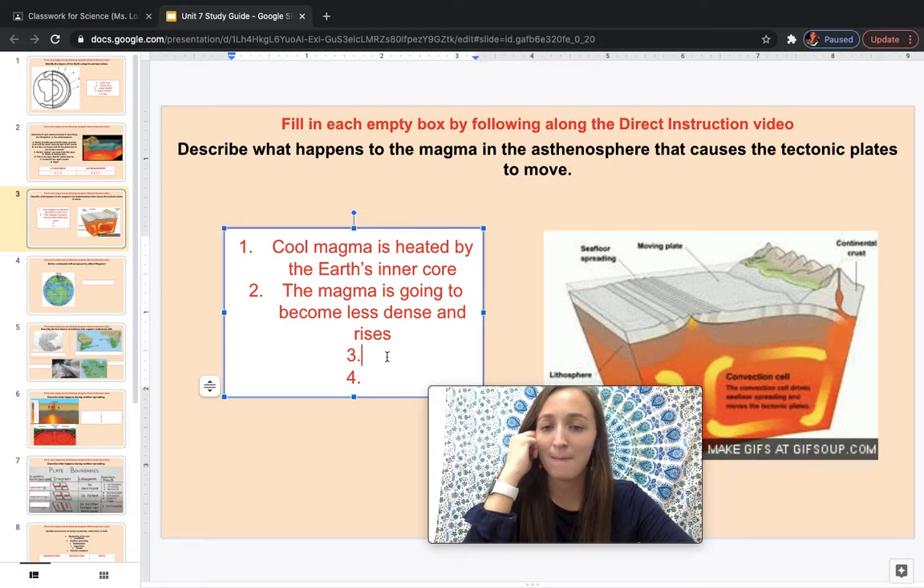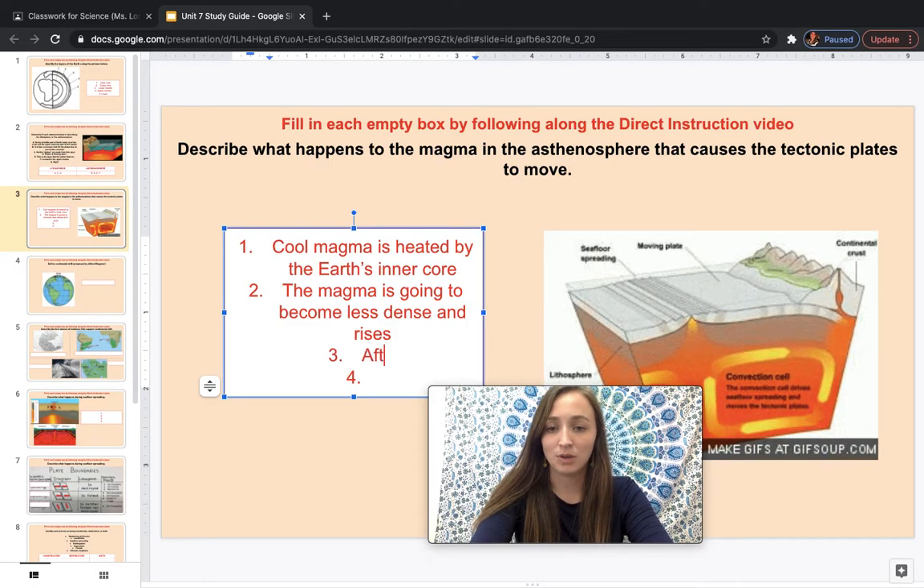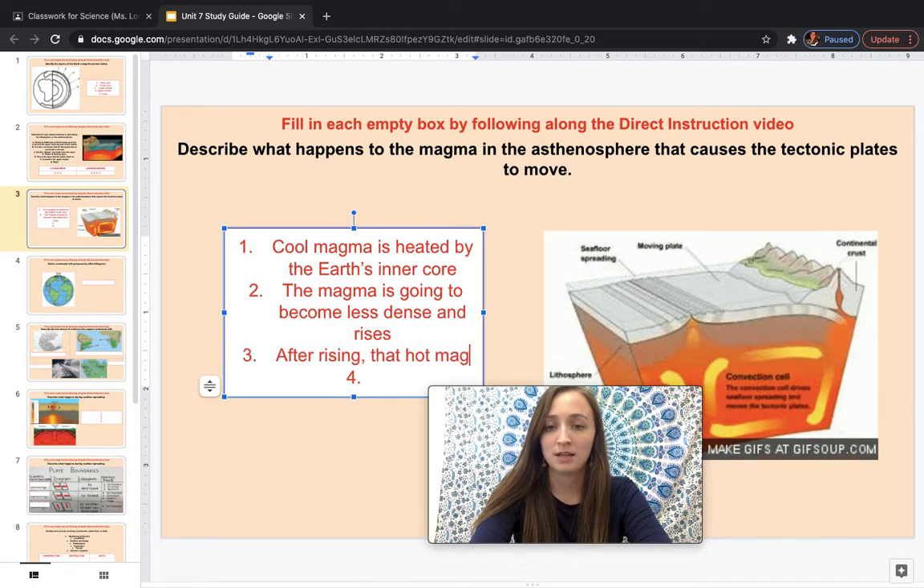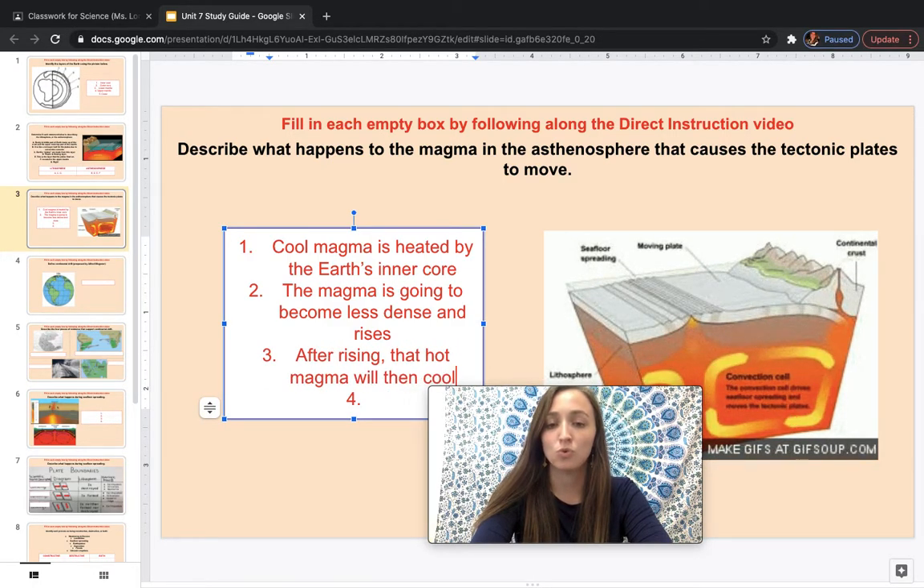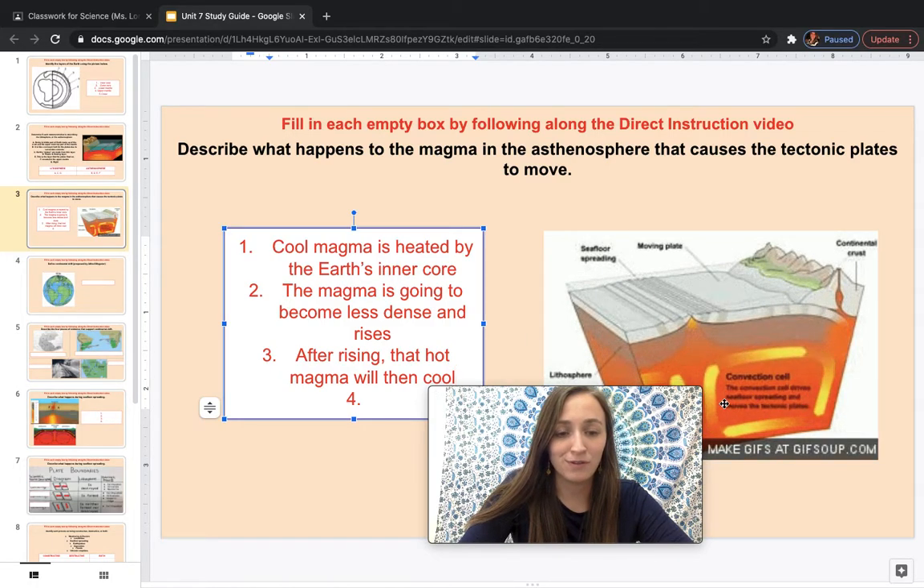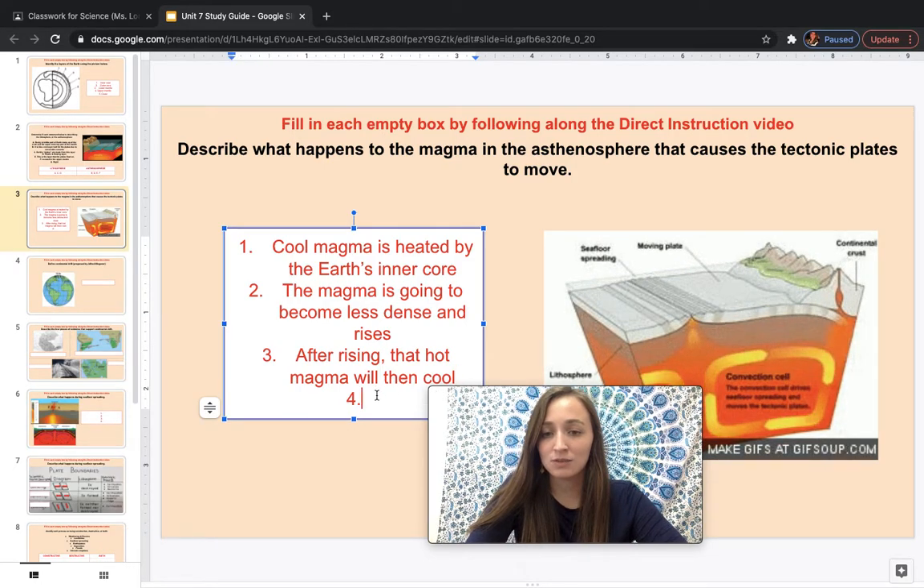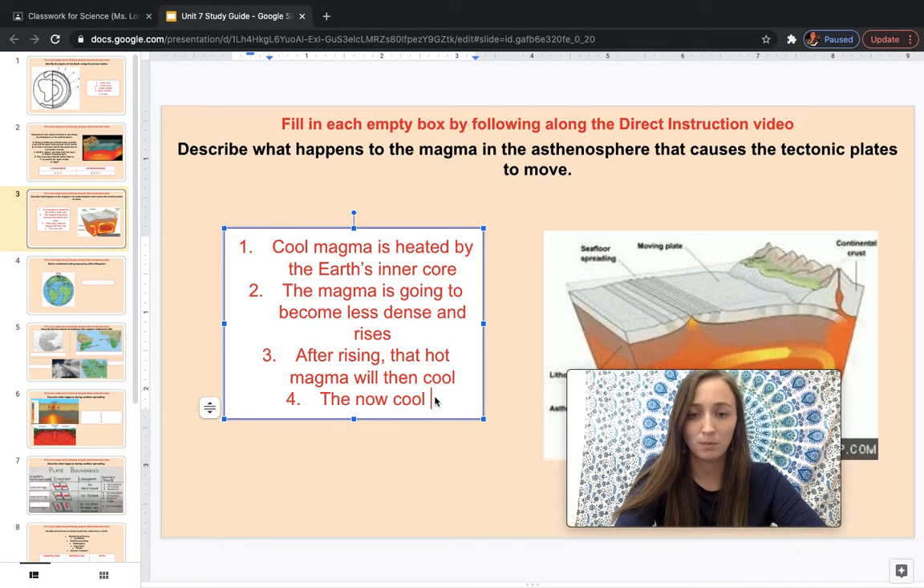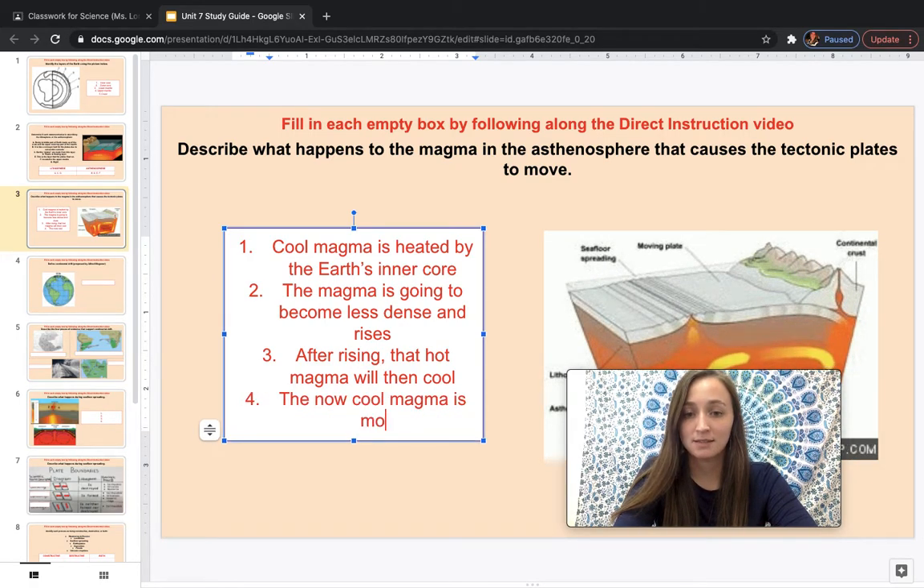So once that hot magma rises, after rising, it will then cool. If you follow these arrows, you've got the hot magma rising. Once it gets up here, it cools off. And once it's cooled off, the now cool magma is more dense and will now sink.